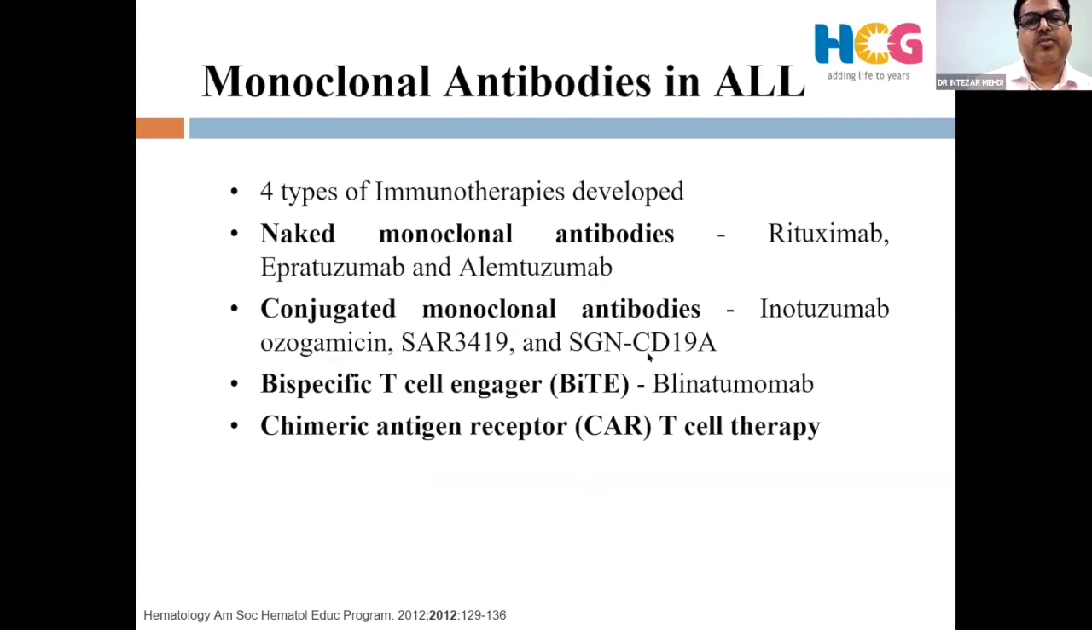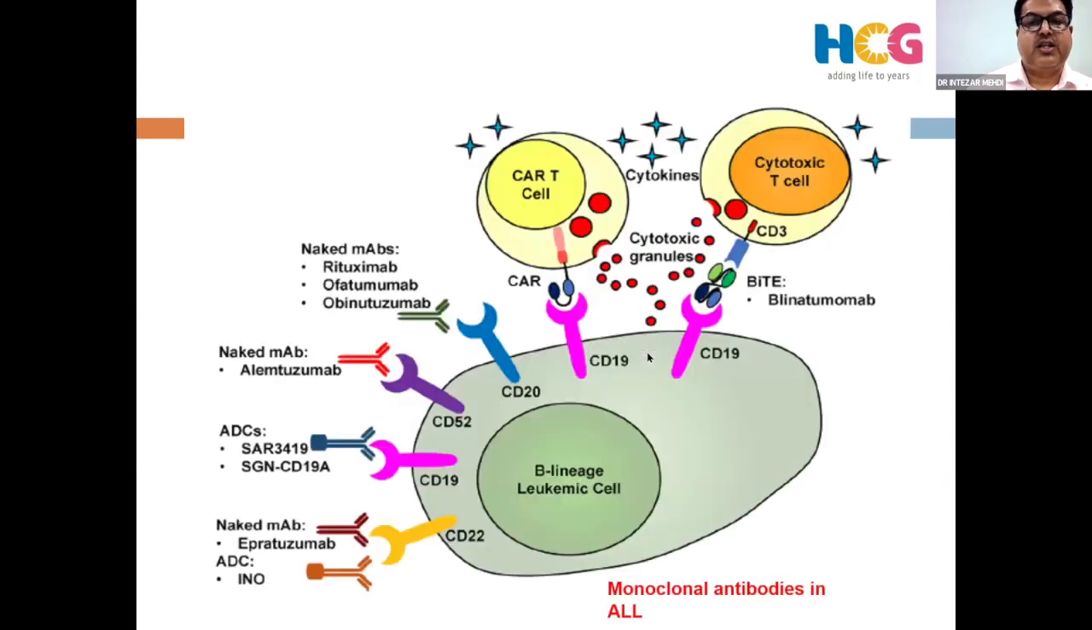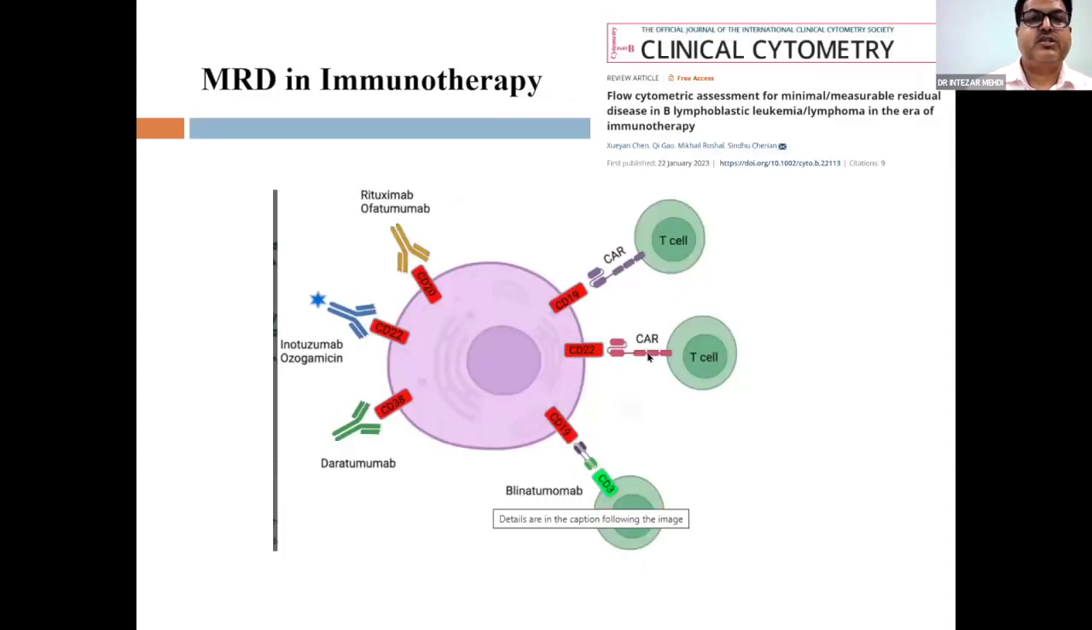Now the era is of immunotherapy and a lot of monoclonal antibodies, like naked antibodies like rituximab, and conjugated monoclonal antibodies. The most important examples: inotuzumab, BiTE, that is the bispecific T cell engager Blina, and then the CAR T cell therapy. And this cartoon very nicely summarizes how these targets of immunotherapy are going to act at various levels.